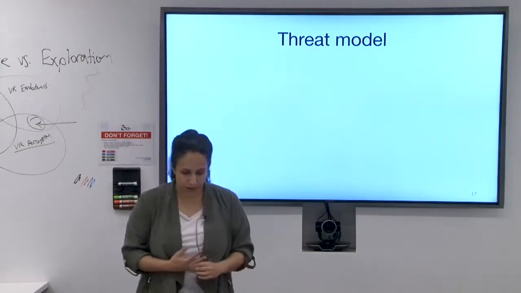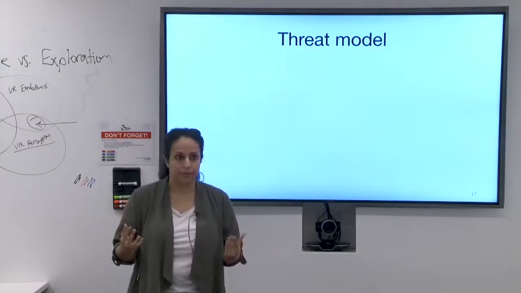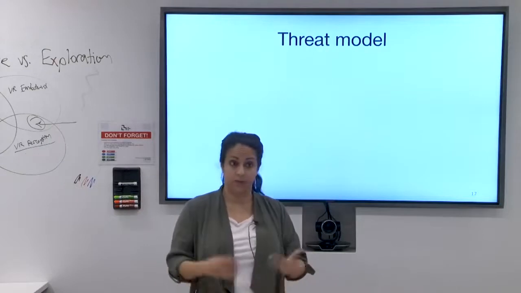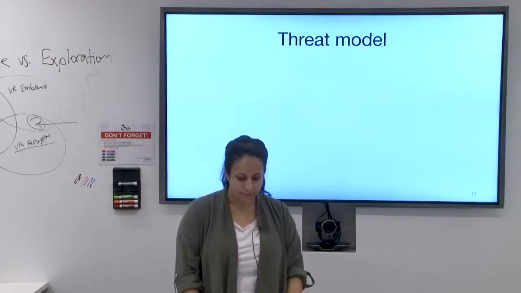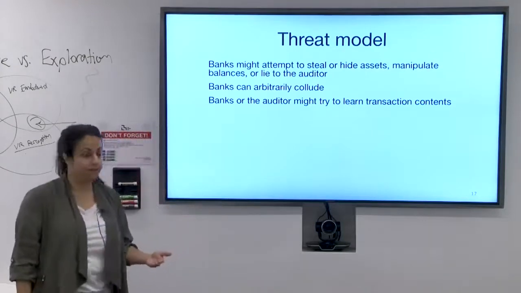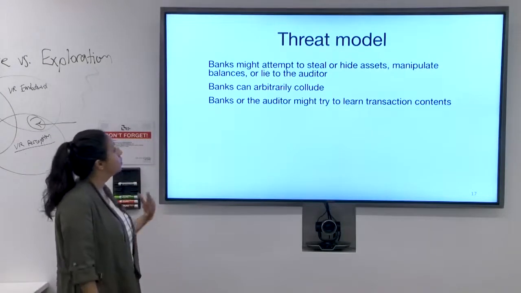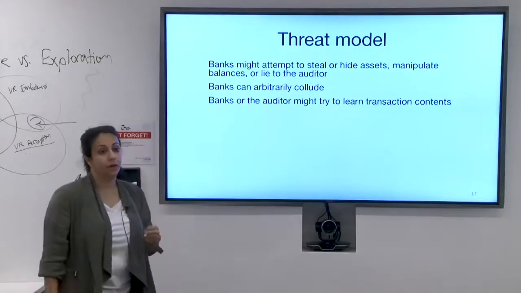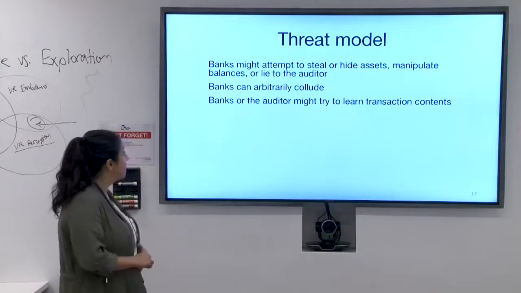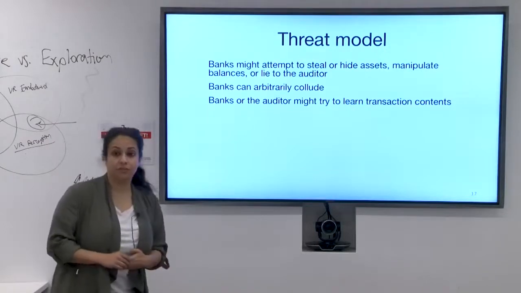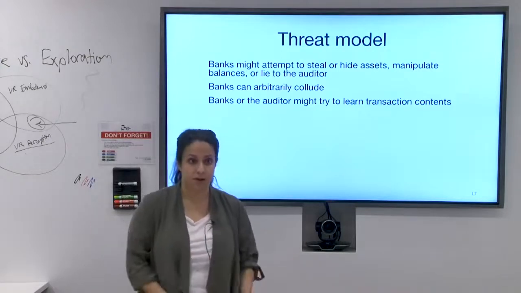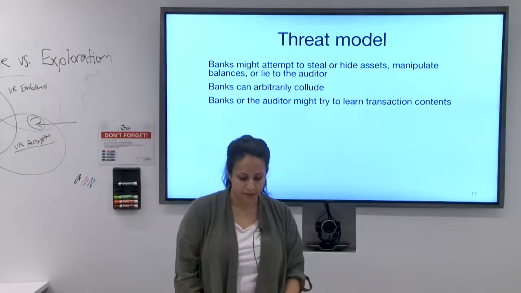So the threat model describes what kind of attacks we are trying to protect against and what kind of attacks we don't protect against. Banks might attempt to steal or hide assets, manipulate balances, or lie to the auditor. Banks can arbitrarily collude, so they can try to work together to do these things. And banks or the auditor might try to learn transaction contents. So it's not that they're passive. They might actually be trying to actively learn what's happening in the ledger.